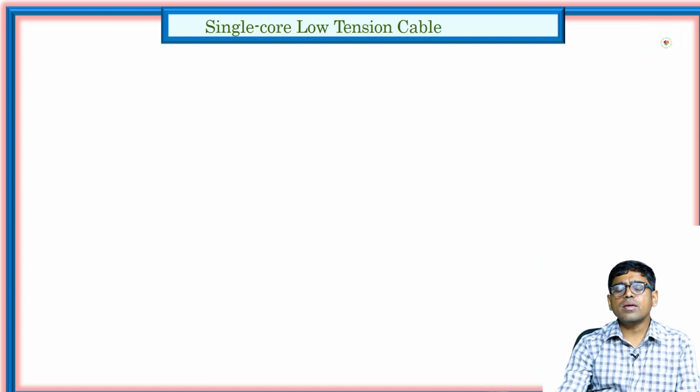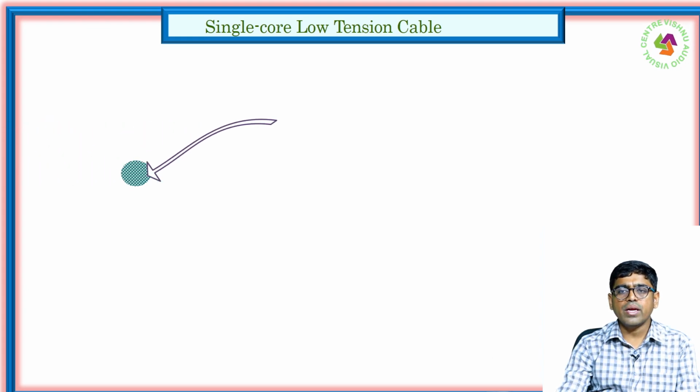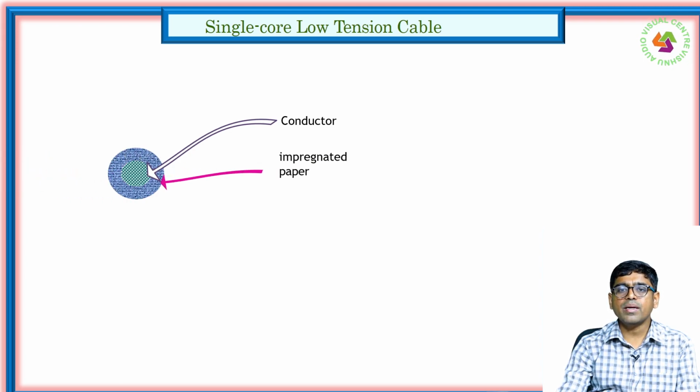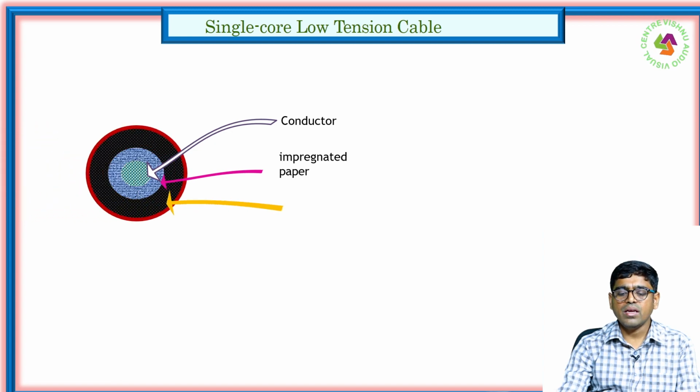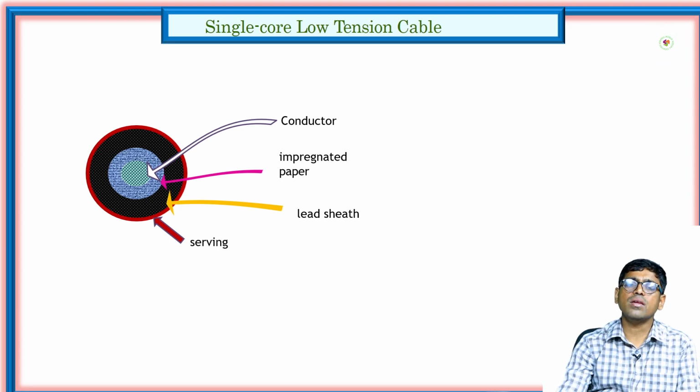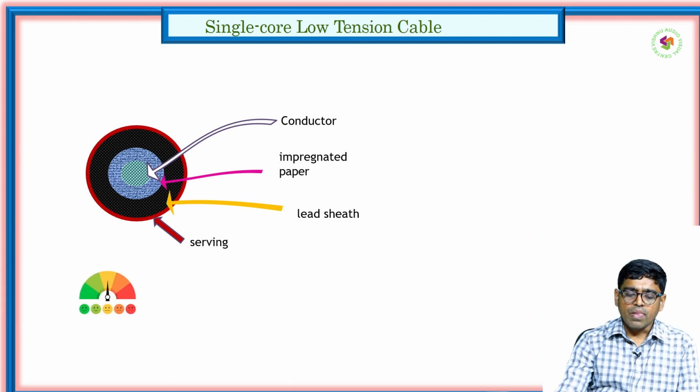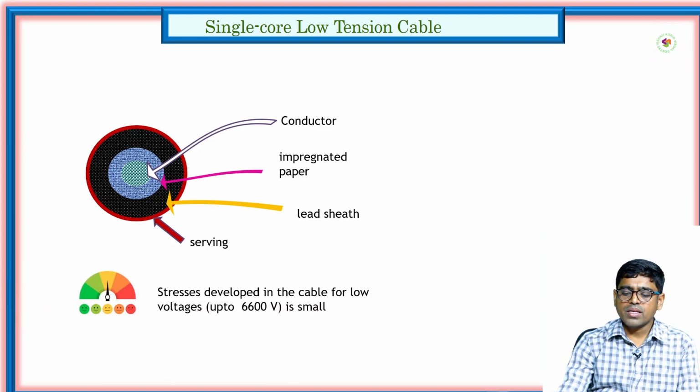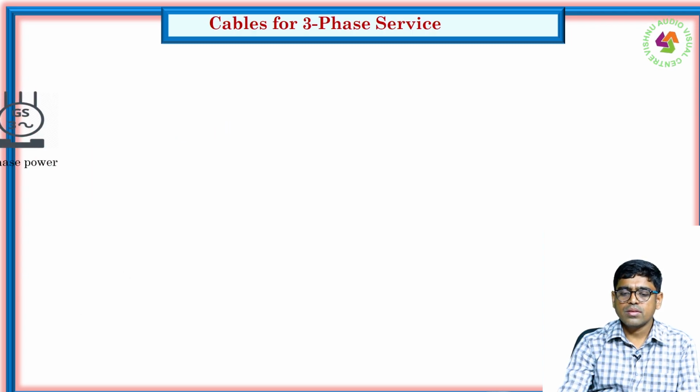Single core low tension cables, single core LT cables. You can see that in the single core LT cable, the first part is the conductor. Next, we have a layer of impregnated paper, then a lead sheath, then serving. So these are the parts in a single core LT cable. The stress developed in the cable for a low voltage up to 6600 volts is small.